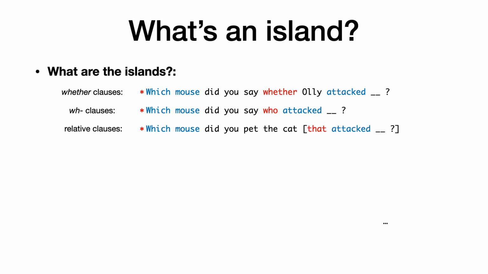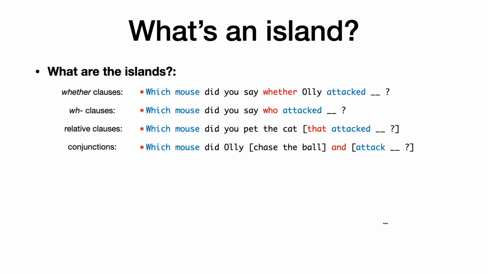Relative clauses are also bad to move out of. Which mouse did you pet the cat that attacked? Right? So the cat attacked some mouse. Which mouse did you pet the cat that attacked? Right? That sounds kind of funny. Conjunctions, we'll mention something more interesting about conjunctions in a minute here, but if you're conjoining phrases, it sounds funny to move out of one of those conjoined phrases.